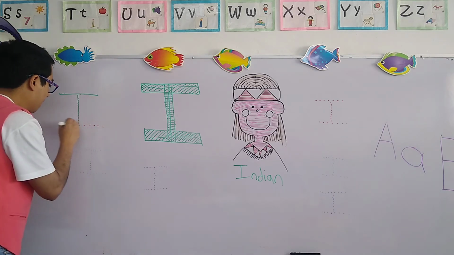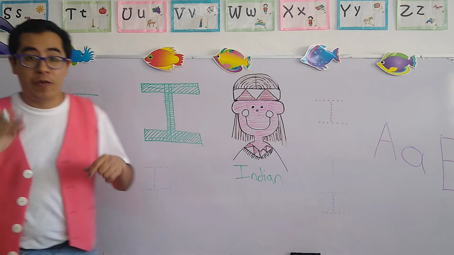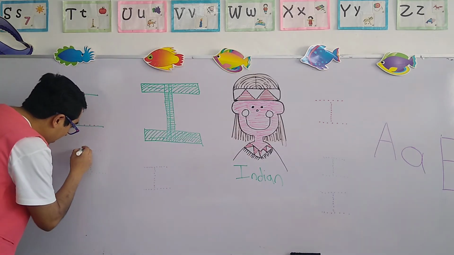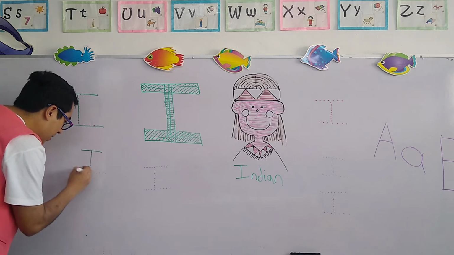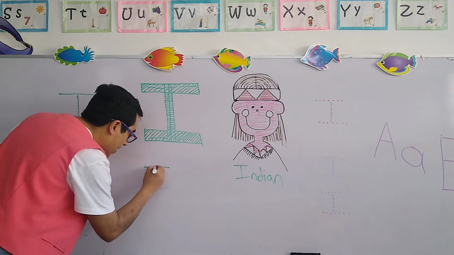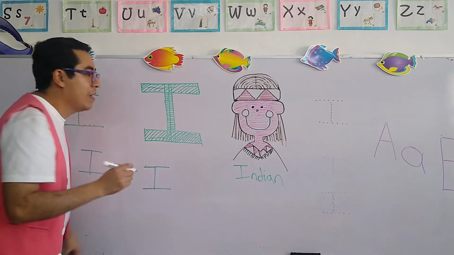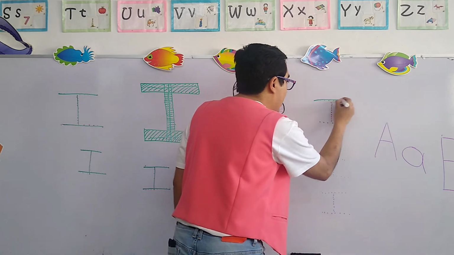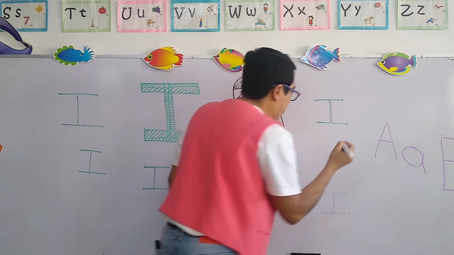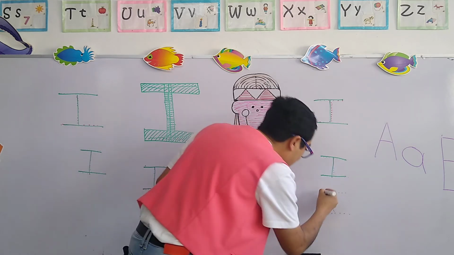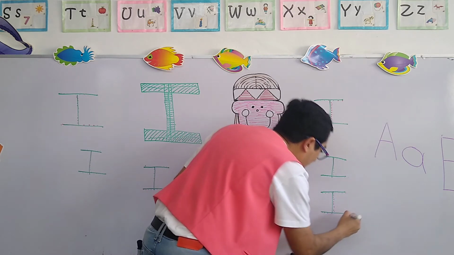Capital I. Okay, let's look for another one. Where are they? Here, I found one. I'm gonna trace it. Capital I. Here it's another one. Capital I. Let's continue looking for more. Here, capital I. Capital I. And finally, capital I.